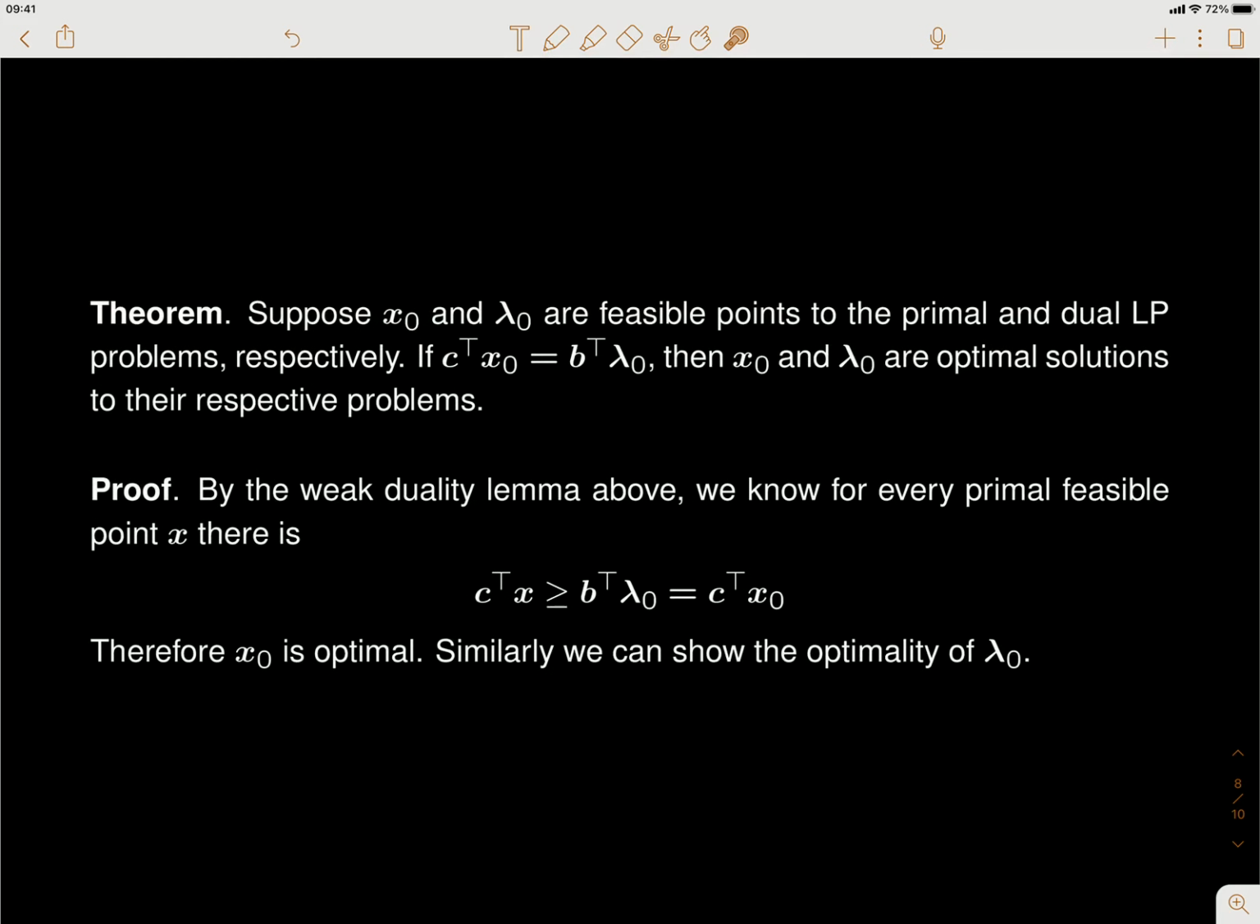Next is the result. Suppose that we have two feasible points, x0 and lambda 0. Again, these are two specific feasible points that just satisfy the constraints. They do not necessarily minimize or maximize their objective functions yet. But if they satisfy the constraints, and at the same time c transpose x0 is equal to b transpose lambda 0, then, since previously we know that this must be greater than or equal to, if they are equal, it means that both x0 and lambda 0 are optimal for their own problem.